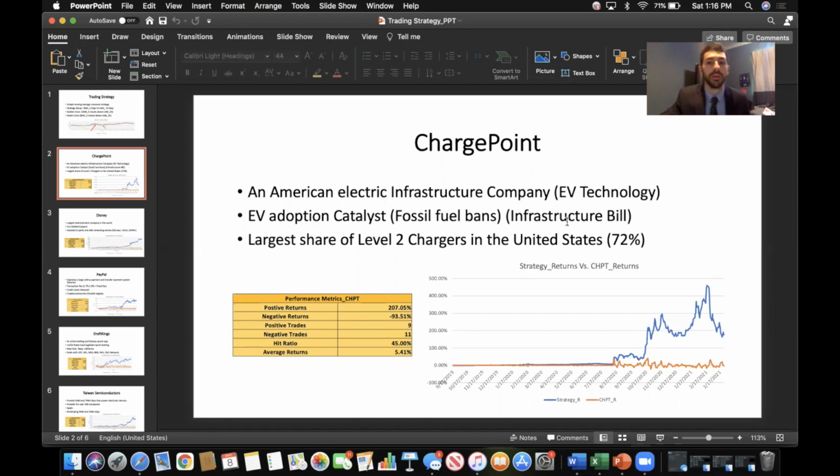The bill for electric is going to be around 300 to 700 billion, which is going to help this company particularly because government vehicles are expected to transform to all electric. Now, what makes the company even more special is the level two charging market share that they have. They have 72% in the United States versus Tesla and Blink. I believe Tesla has about 19% of the shares and Blink has 9%. So they dominate the market share. And if this bill does pass, it is expected to do really well.